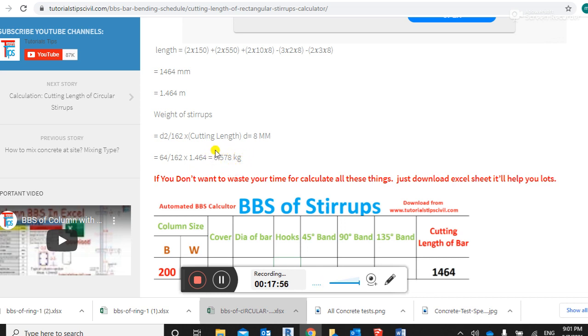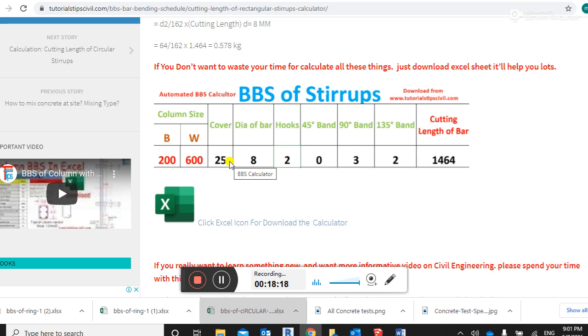Guys, what does it mean? It means that in 1 meter of 8 millimeter rebar, the weight of this rebar is 0.578 kilogram per meter. If you don't want to waste your time on the calculation of all these things, just consider this.